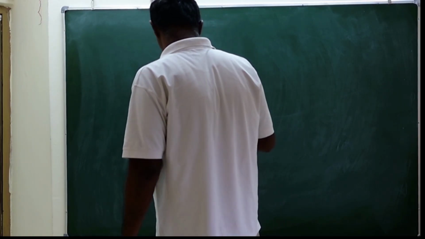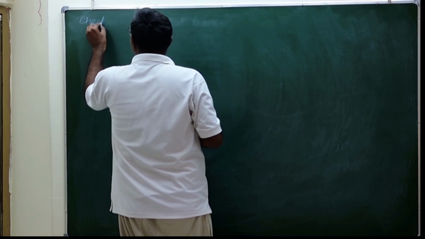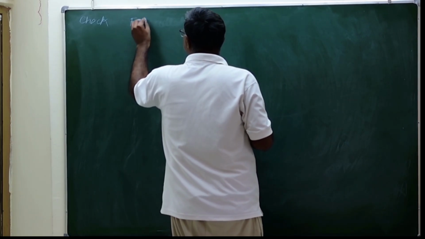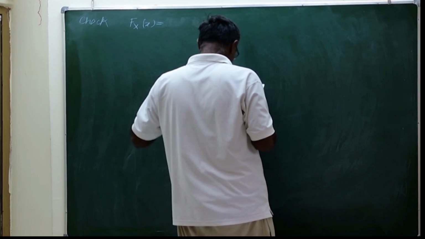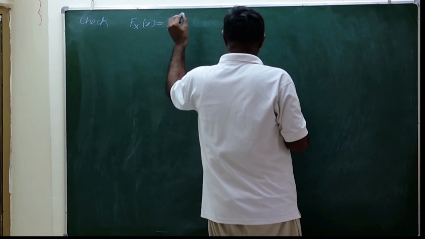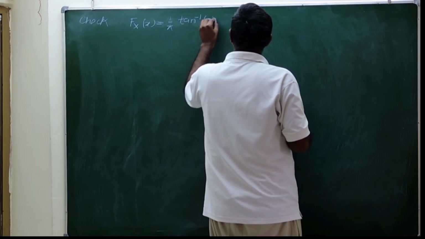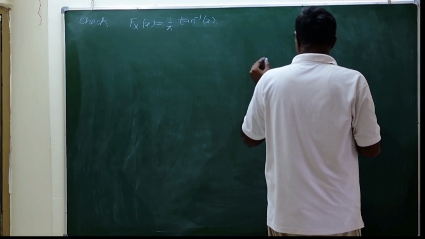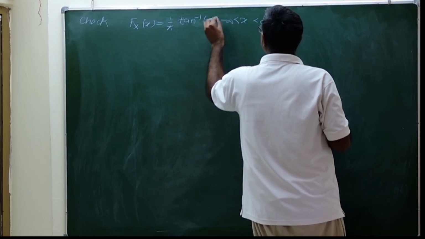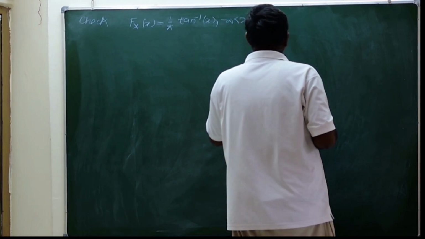So now I will be doing some examples. Say, check that F of x, which is defined as 1 by pi tan inverse of x, for x in the range of minus infinity to plus infinity. Okay, this is from V.K. Rohatgi.